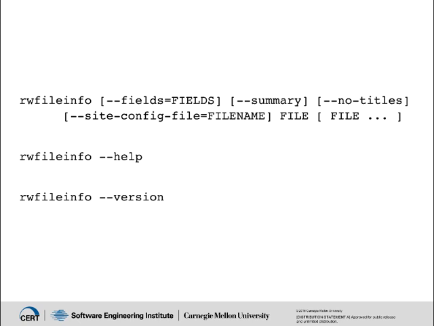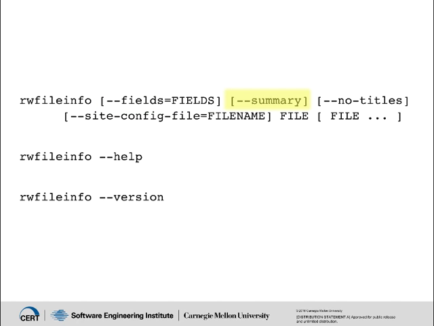The syntax for rwfileinfo looks like this. The simplest way to use this command is just to type rwfileinfo and the name of the file or files. But you also have some other options to get the output that you want. You can specify one or more of the fields we just talked about. This is particularly helpful if you have a large flow file and are looking for something other than the record count, which can take a long time for rwfileinfo to count.